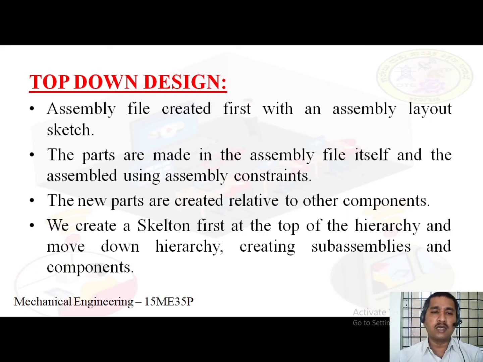Top down design. An assembly file is created first with an assembly layout sketch. The parts are made in the assembly file itself and then assembled using assembly constraints. The new parts are created relative to the other components. We create a skeleton first at the top of the hierarchy and move down the hierarchy, creating sub-assemblies and components.